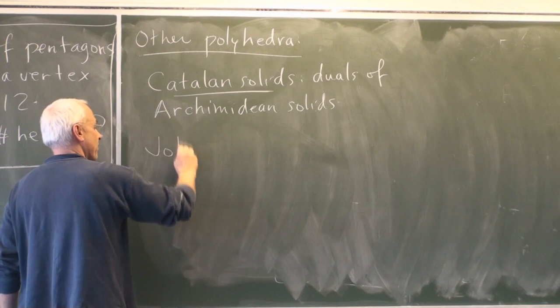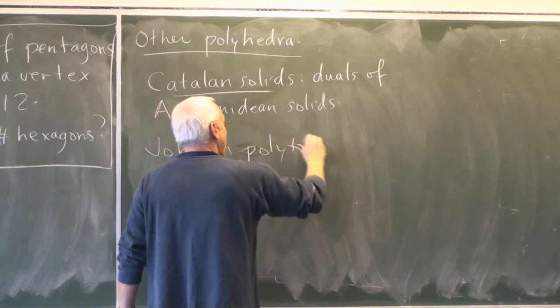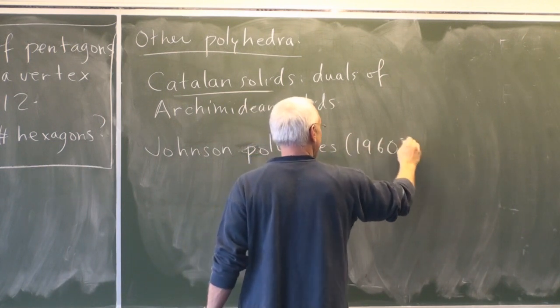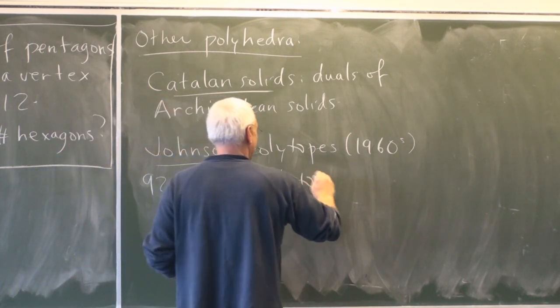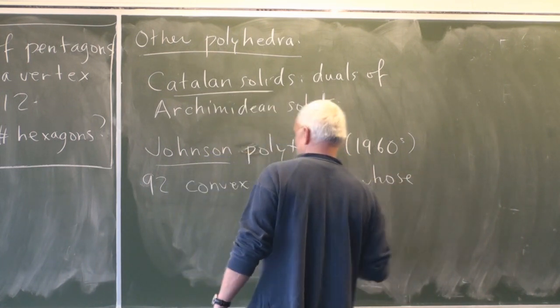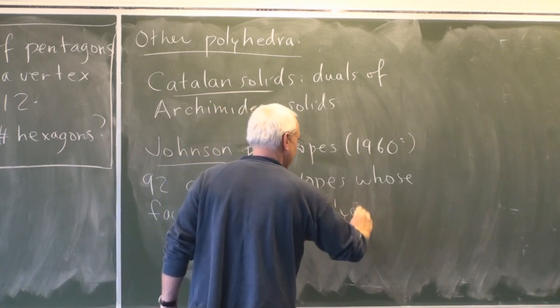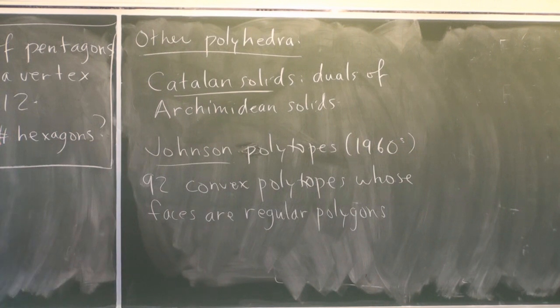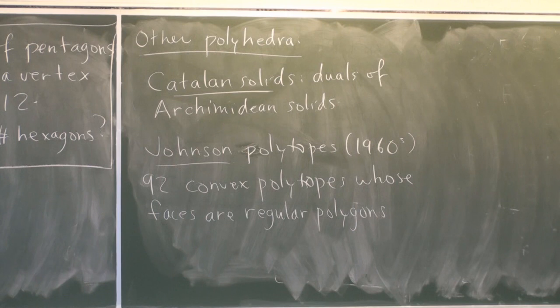There's another, a very broad class of solids called the Johnson solids or polytopes. And these were only written down, I think, in the 60s. There are 92 convex polytopes whose faces are all regular polygons, but possibly different types of regular polygons. Equilateral triangles, squares, regular pentagons. You can use whatever you want as long as they're regular polygons, and you have to make a convex polytope. Of course, the Platonic solids and Archimedean solids fit into this category, but there are others as well.